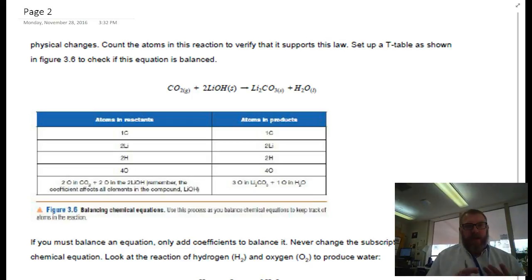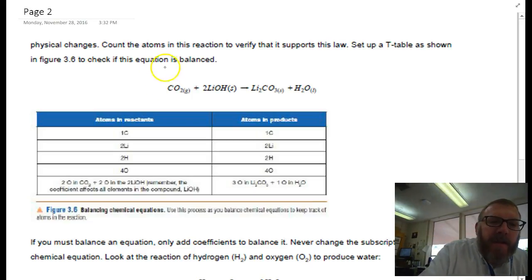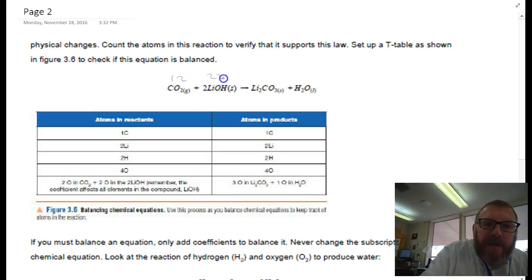Now, let's just pause for a quick moment before we do that. The law of conservation of matter, I don't want to gloss over that. What that means is that we cannot create or destroy atoms in a chemical reaction. The number of atoms that we have at the beginning of the reaction must be equal to the number of atoms that we have after a chemical reaction. So let's take a look at this equation now. I notice that there is 1 carbon, 2 oxygens. There are 2 lithiums, 2 oxygens, and 2 hydrogens.